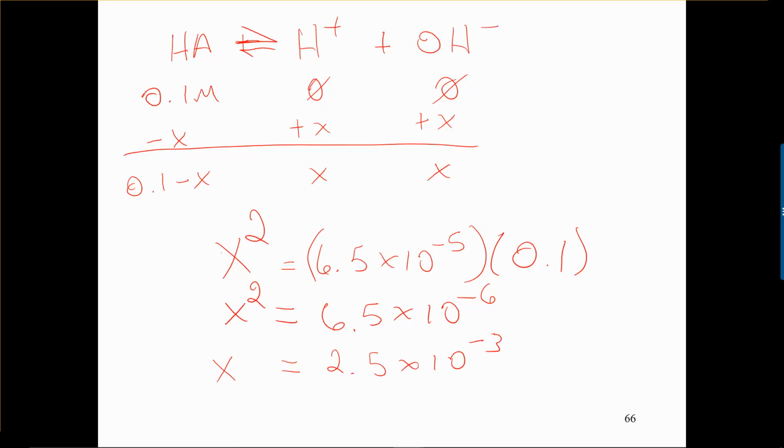And then to find the pH, pH equals the negative log of the H plus ion concentration, which equals 2.59. Is that what you guys were getting? If I take the negative log of 2.5 times 10 to the negative 3, 2.59.